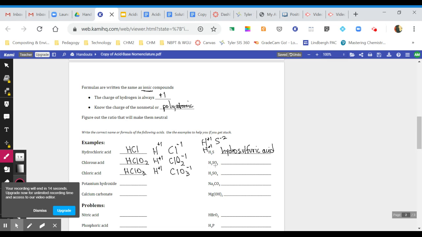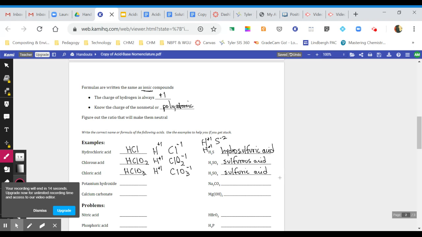This one has H2SO3. SO3 is a polyatomic ion and it ends in ite. It's sulfite. So we're going to change this to sulfurous acid. And this polyatomic ion is sulfate. So the ate changes to ic. So this is sulfuric acid.